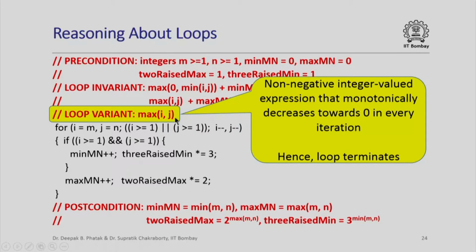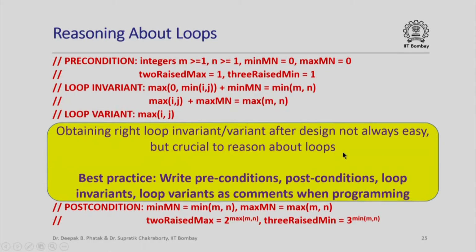Once we have identified this and we know that this changes in every iteration monotonically towards a fixed value, and we know that it is going to reach the fixed value after a finite number of times, we know that the loop is going to terminate. Now obtaining the right loop invariant or variant after you have completed the design is not always an easy step. However, it is crucial if you have to reason about loops. So the best practice is to write preconditions, postconditions, invariants and variants as comments when you are programming.